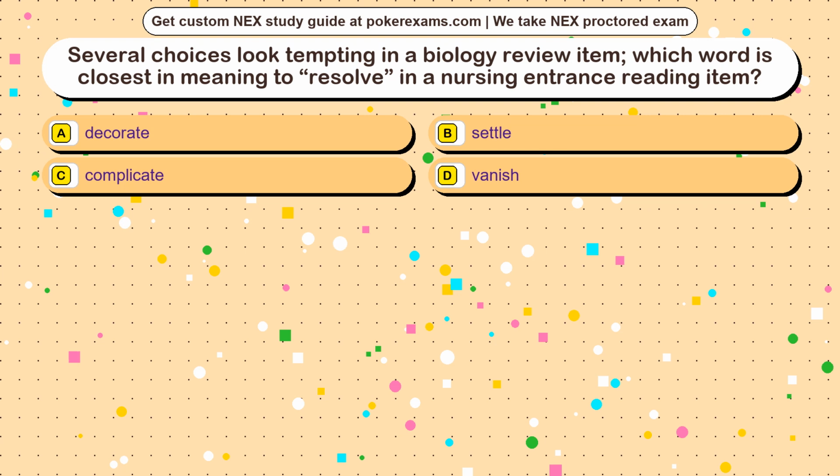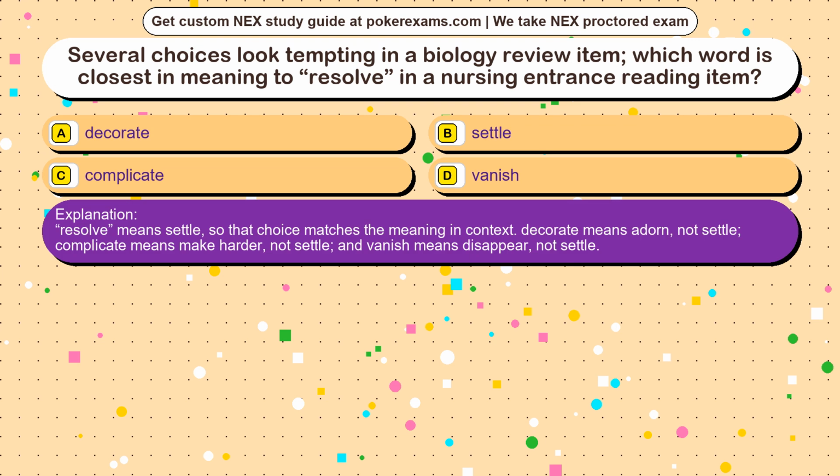The correct answer is option. Resolve means settle, so that choice matches the meaning in context. Decorate means adorn, not settle. Complicate means make harder, not settle. And vanish means disappear, not settle.